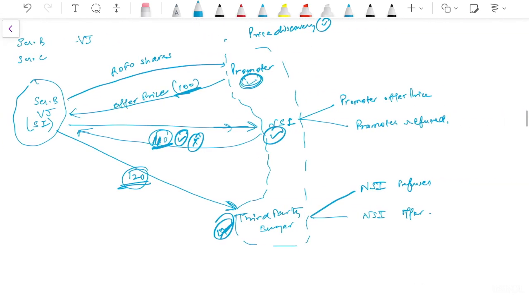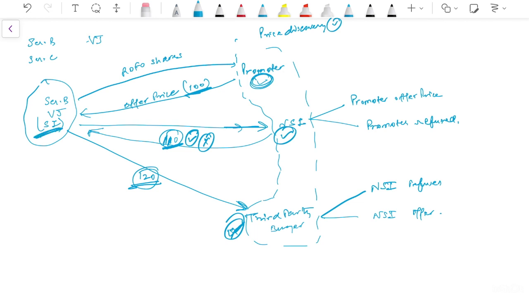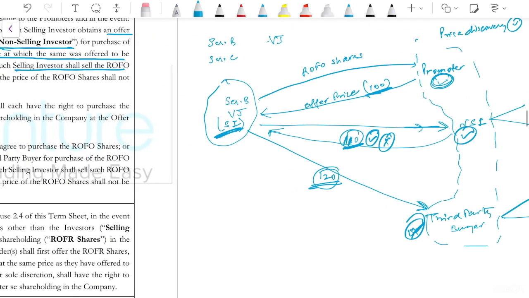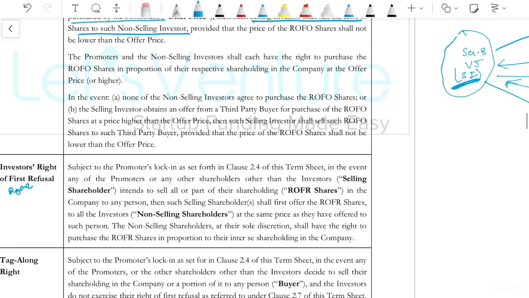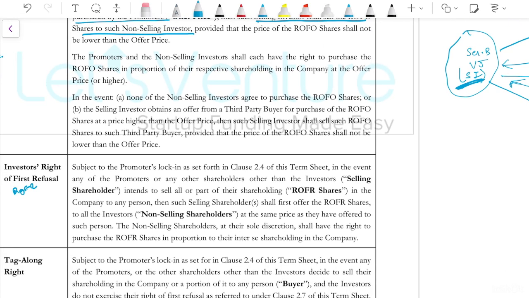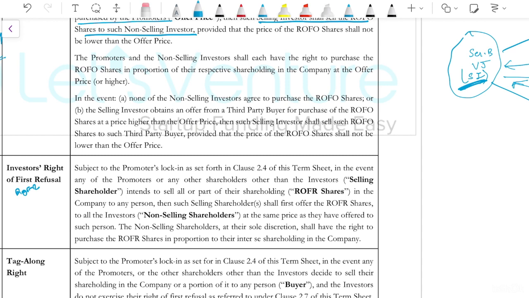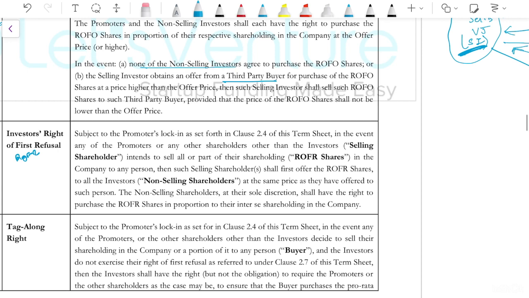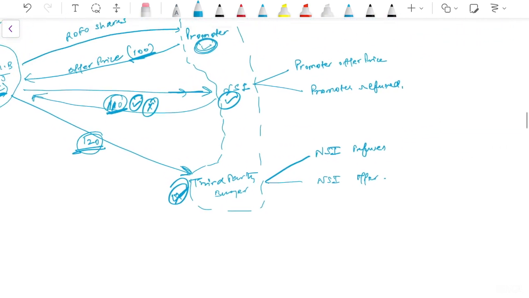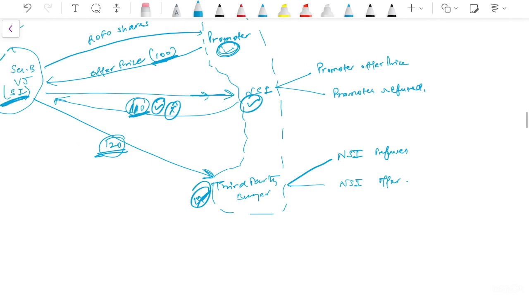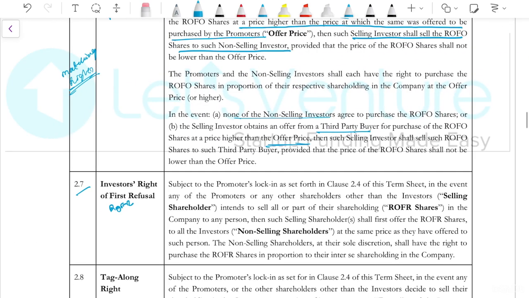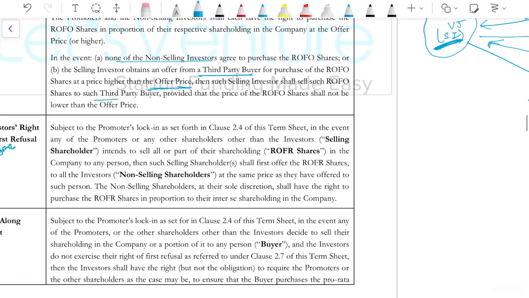So in our example, the selling investor, which means I, can sell the shares to the non-selling investor only if the price is 110 rupees, which is more than the offer price of 100 rupees. Clear? The clause further states that if none of the non-selling investors agree, which means if the non-selling investors refuse, or if a third-party buyer gives an offer which is higher than the offer price, which was 100 rupees, then I can sell to the third-party buyer.